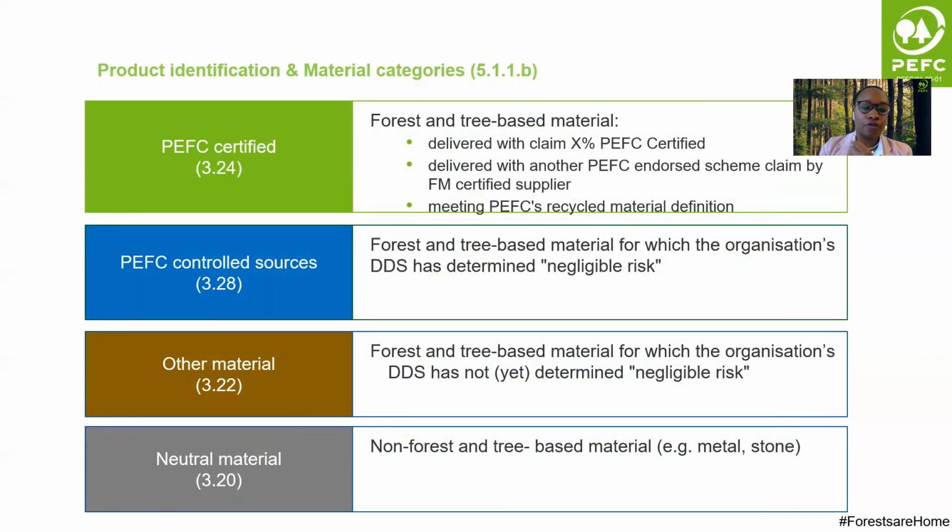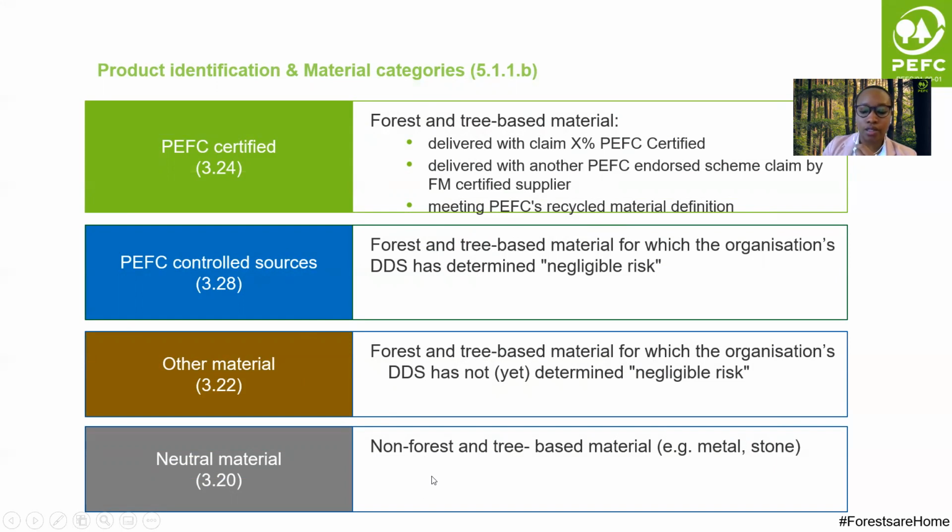You can also have material which falls into the category PEFC controlled sources. This means that the forest and tree-based material has gone through the due diligence system and has been determined to have negligible risk. So at the end, if material has gone through the due diligence system and has been identified to have negligible risk, then the material falls under the category PEFC controlled sources. The company can also receive other material. Basically, this is material that has not yet gone through due diligence, for example, and neutral material. This is non-forest and tree-based material, for example, metal or stone. So these are the four different material categories.